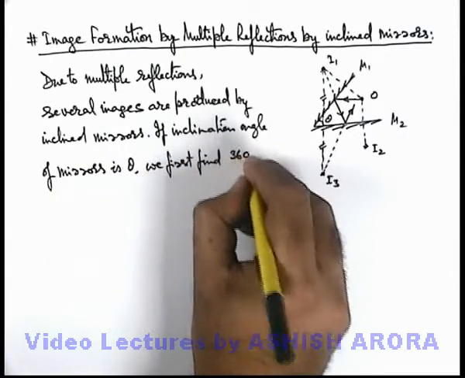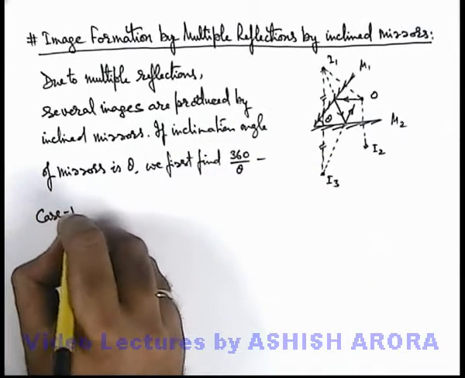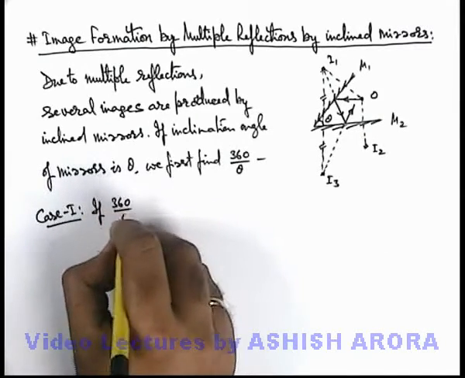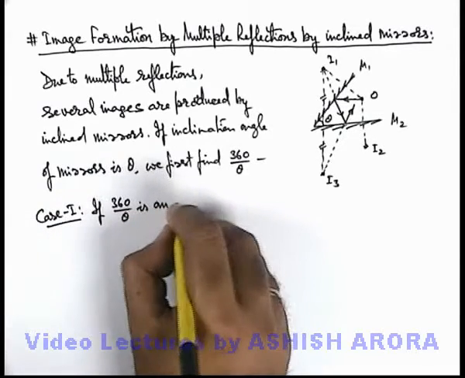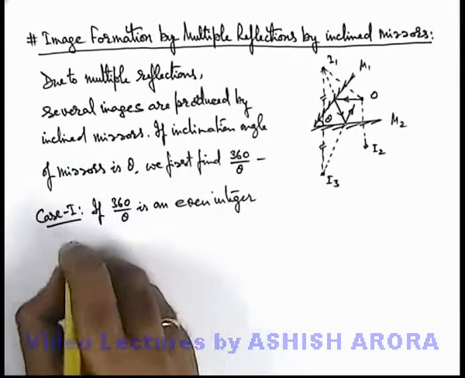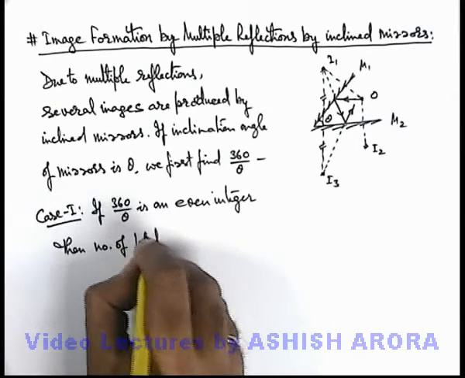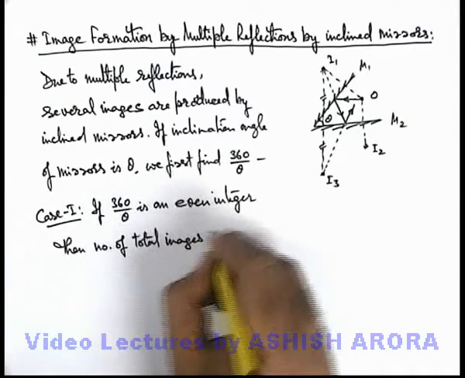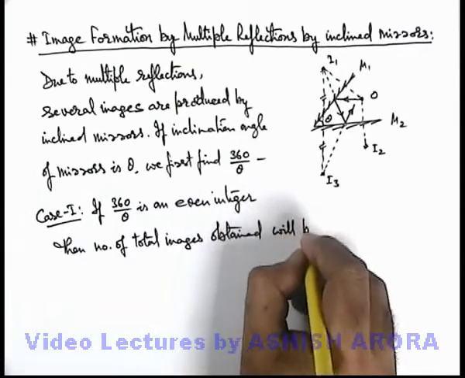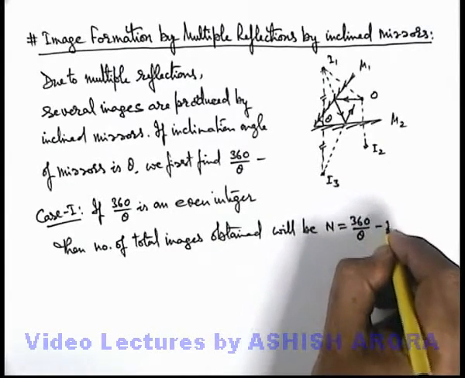To calculate the total number of images produced, we first find the numeric value of 360 by theta, and then we discuss two cases. Case 1: if 360 by theta is an even integer, then the total number of images obtained will be 360 by theta minus 1.